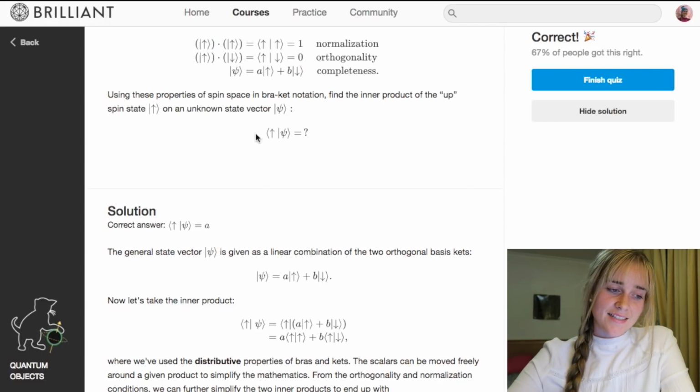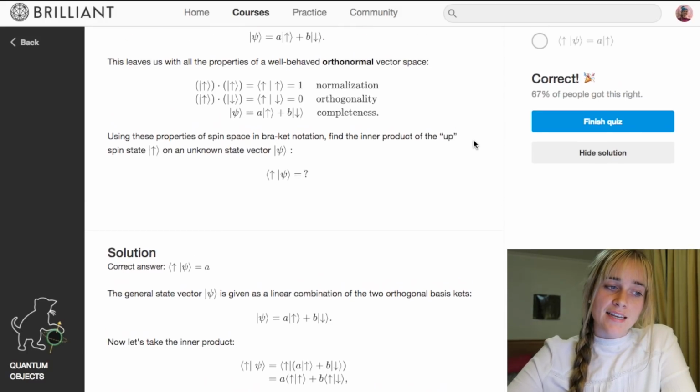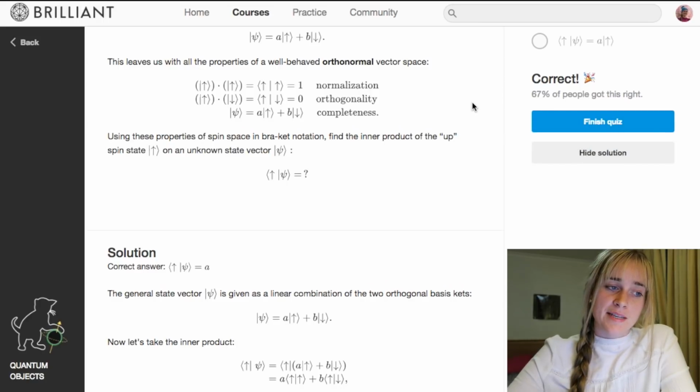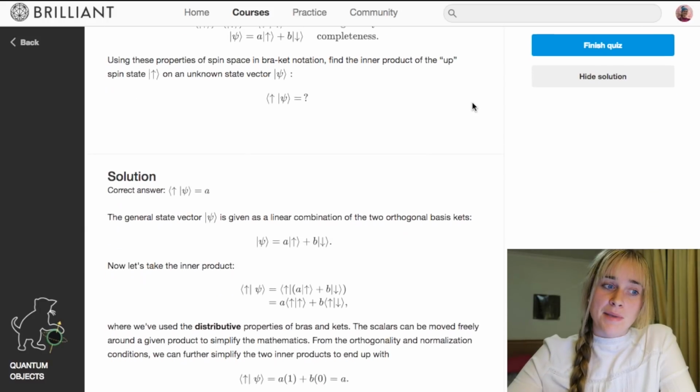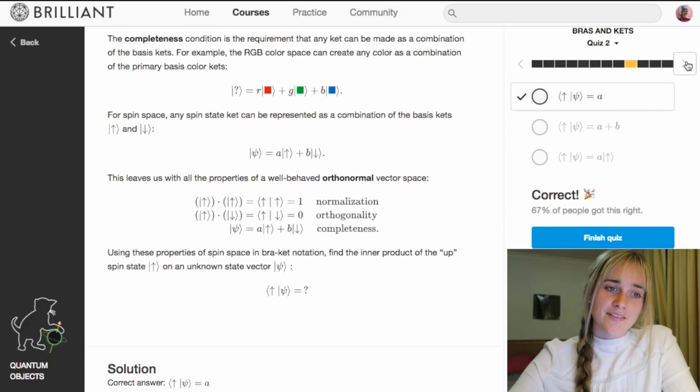So an exercise that I went through last time was this one here. We found the inner product, or the overlap, between the spin state up and this unknown state vector psi, which is defined as some amount of spin up, some amount A, plus some amount B of spin down. And doing that gave us the answer A.